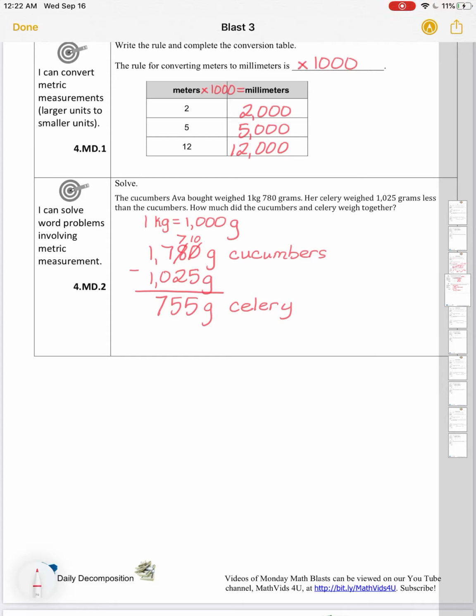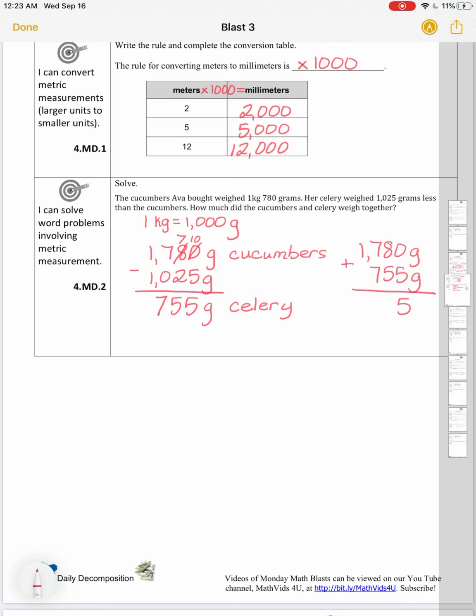We're not finished yet, though. This is a two-step problem. The question asked how much did the cucumbers and celery weigh together. So now I need to take the measurements of the cucumbers and the measurement of the celery and add those together.